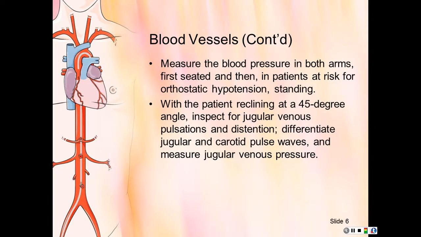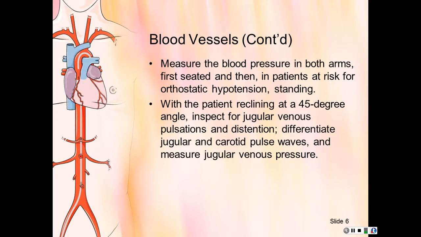For blood vessels, you measure the pressure in both arms. You're going to look at the seated position, and then for patients at risk for orthostatic hypotension, the elderly, people with CAD, people on some types of medication, you're going to do standing blood pressures and look for a 10% drop in the systolic or a 5% drop in the diastolic in order to be defined as orthostatic hypotension.